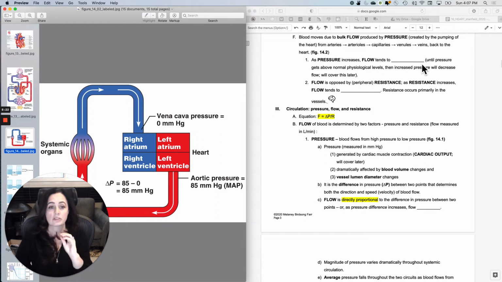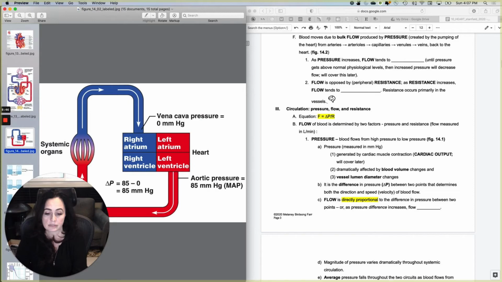Flow, though, is also opposed by what we call resistance. Resistance is basically the opposition to flow that usually occurs inside the tube. Like if the tube was really narrow or really gunky, flow is opposed by what we call peripheral resistance. So if resistance opposes flow, what do you think the relationship is? As resistance increases, flow tends to decrease. Resistance occurs primarily in the vessels, and we're about to get into that in a little more detail.